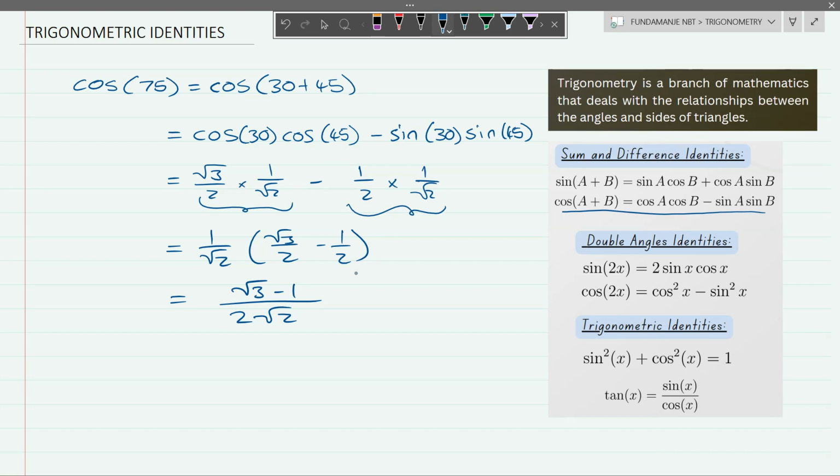So we wouldn't have been able to get this expression if we had used the calculator, or if we had tried to use some other method. This is the only viable method that we are taught, and this is how you break down angles. Try to use special angles, or you can also use them when you are given the value of another angle.